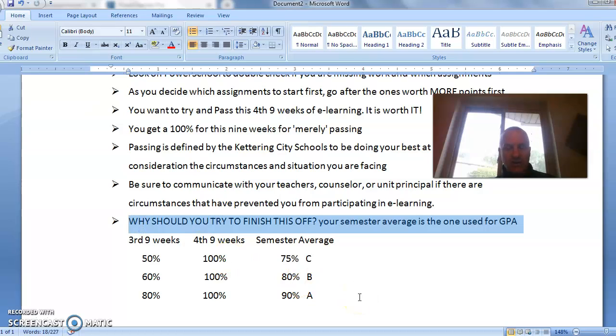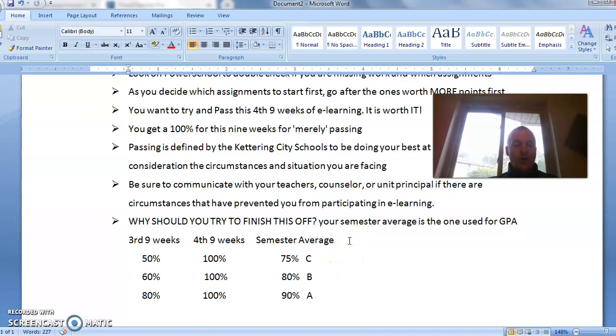And again, I mentioned earlier that I would let you know why you want that 100%. Why should you finish this off? It's because your semester average, the one that affects your GPA, is the average of the third 9 weeks and the fourth 9 weeks. What you need to understand is 100% is a lot of power.